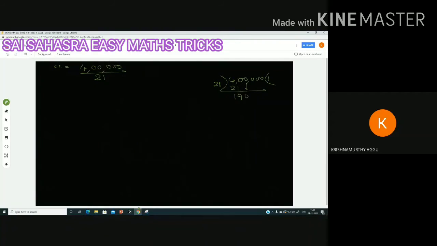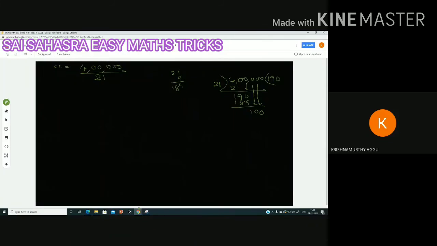Take down this 0. 21 into 190. 21 eight times, 21 nine times, let us see. 21 nine times is 189. So it is nearer. So 21 nine times is 189. 1 is a remainder. 1 is not divisible by 21. Take down the 0. Again 10 is not divisible by 21. One more 0 you can take down. Once you have taken two at a time, you can put 0.